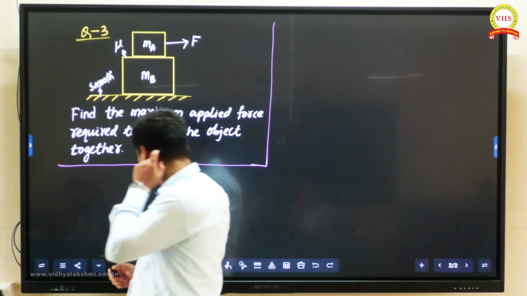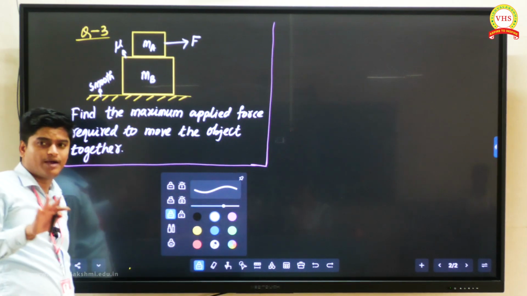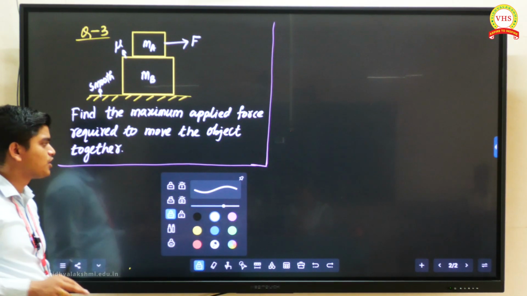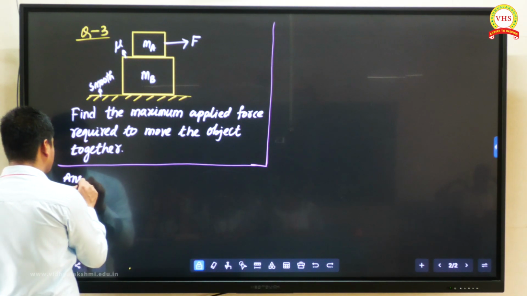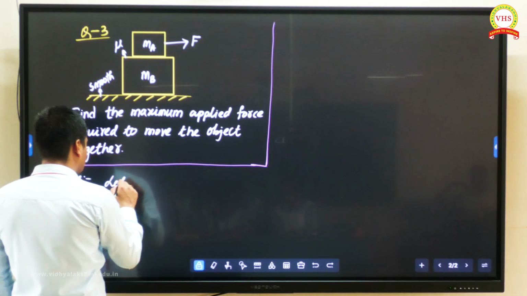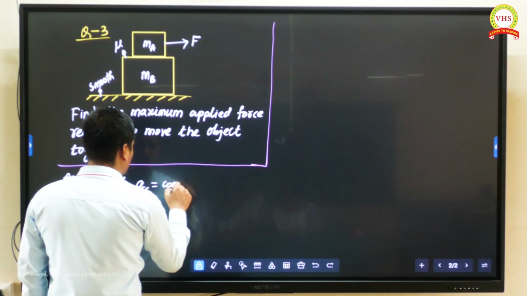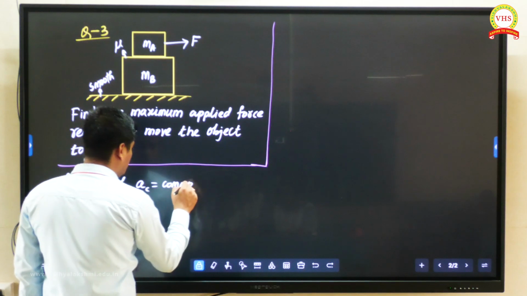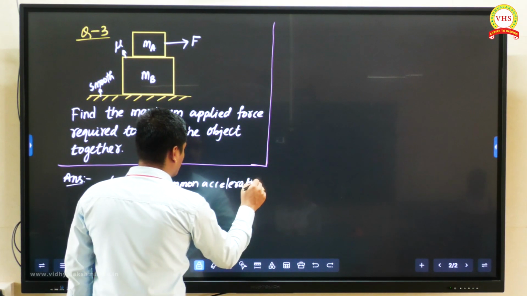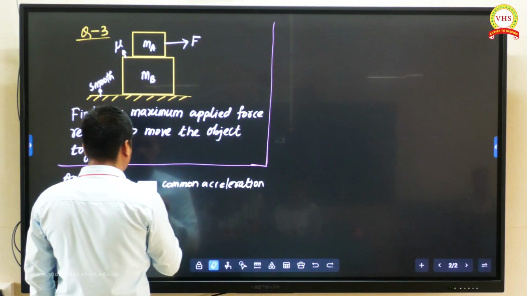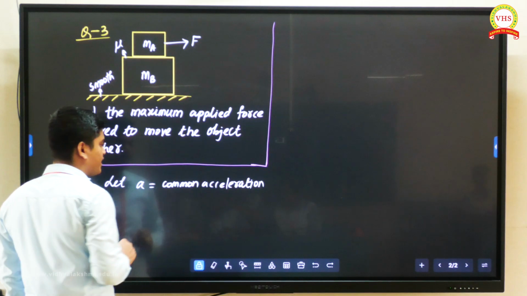Okay. So for that one, what we'll consider? First, if both the objects are moving together, they will have one common acceleration. So I'll consider both the objects are moving together. Answer: let both the objects be moving together with a common acceleration A.